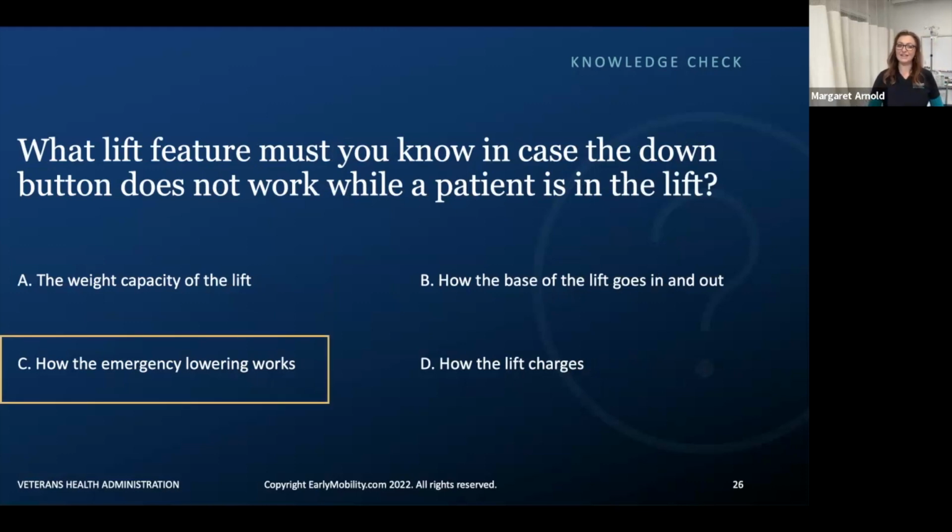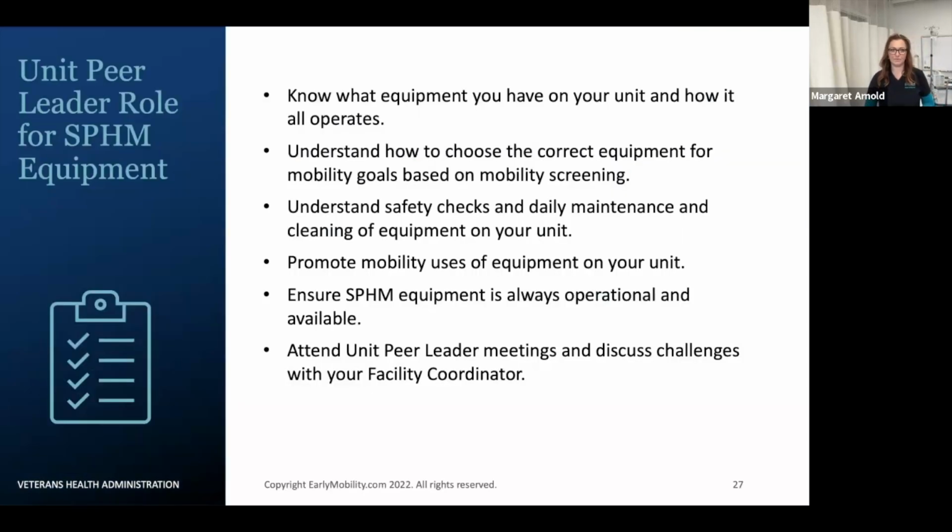The correct answer is C, how the emergency lowering works. All of these are important things to know about your lift, but in terms of making sure a patient does not get stuck in the up position, you must know how the emergency lowering works.